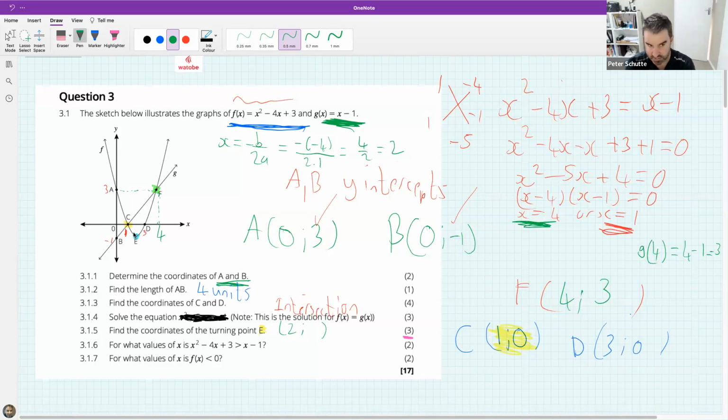The other way you could have done it is, because this is the axis of symmetry of this graph, the turning point will always be halfway between the two roots. If you go 1 plus 3, you get 4. And if you divide that by 2, you get 2. So both ways will give you the answer 2, halfway between the two x cuts, or use the formula minus b over 2a. Now I want to know what is going to be the y coordinate that goes with E. That's the next part.